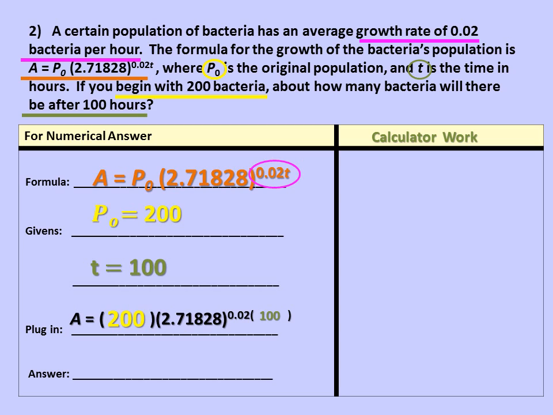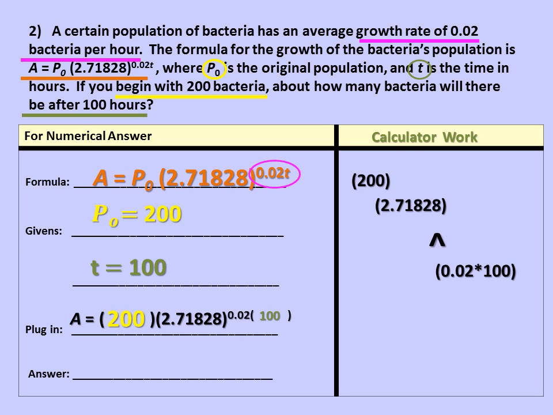This is calculator work. I'm going to open parentheses, 200, close the parentheses. Now I'm going to open parentheses again and put in 2.71828, close parentheses. It should be all in one line in your calculator. Now, on the right hand side of your calculator towards the top, you're going to find something that looks like that. This gets me into exponents. Now I can put anything I want up there.